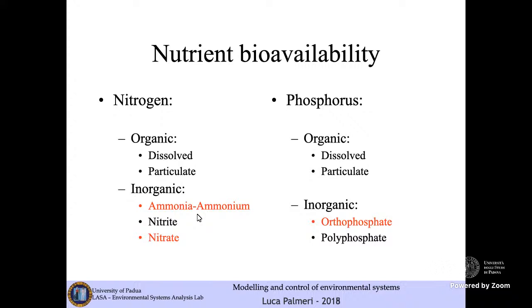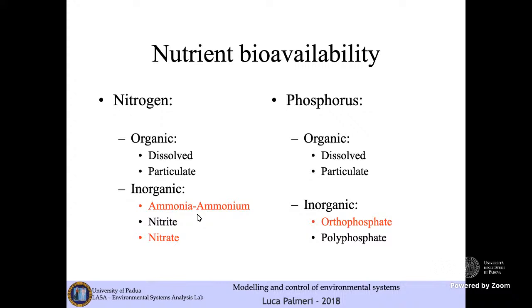This means that these photosynthesizers will first of all employ all the ammonia available, and then they will switch to nitrate when the ammonia pool starts to be depleted.